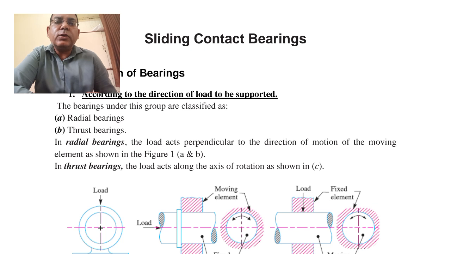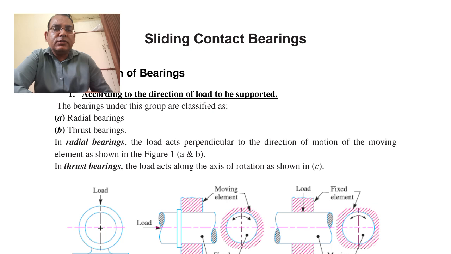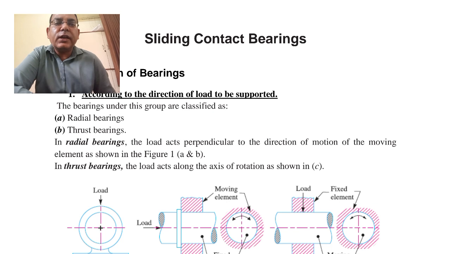Now we come to the classification of bearing. Classification of bearing depends upon many factors. One is according to the direction of load support. According to direction of load, there are two types of bearing: radial bearing and thrust bearing. In radial bearing, the load acts perpendicular to the axis of the shaft. In thrust bearing, the load acts along the axis of the shaft's rotation. That is the basic difference between radial bearing and thrust bearing.